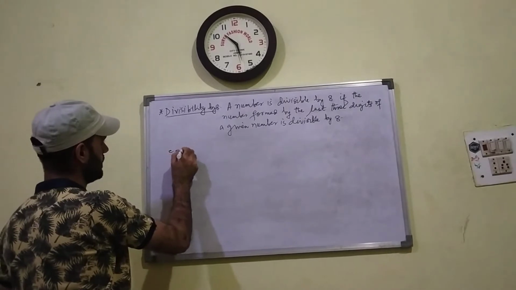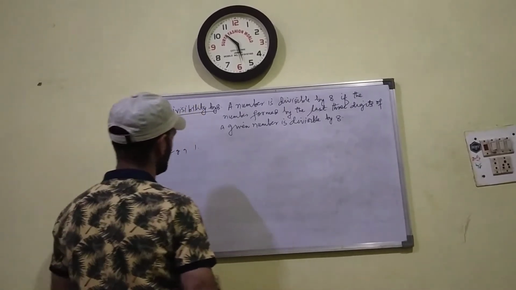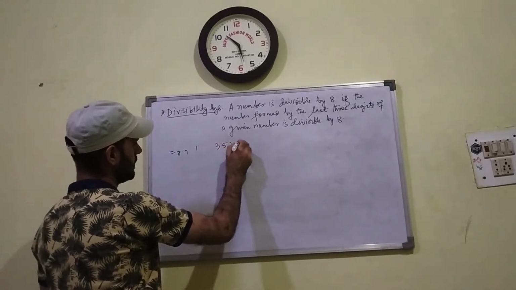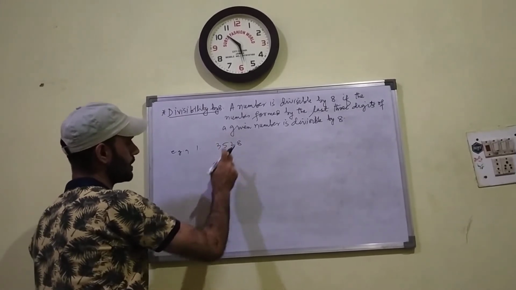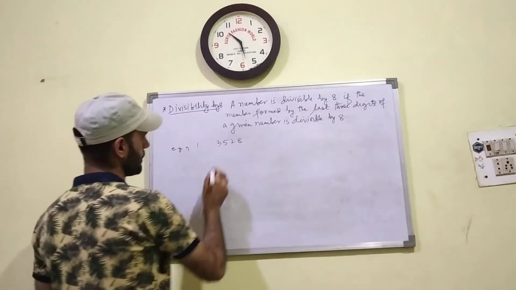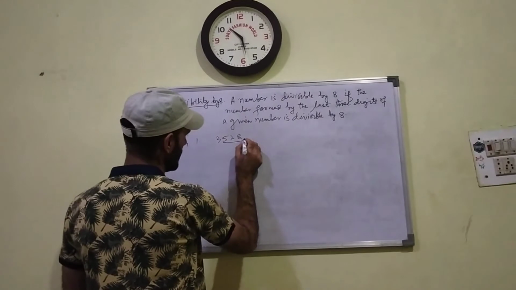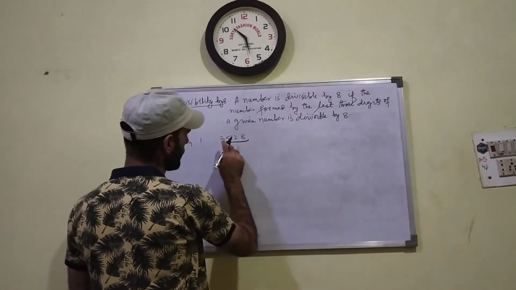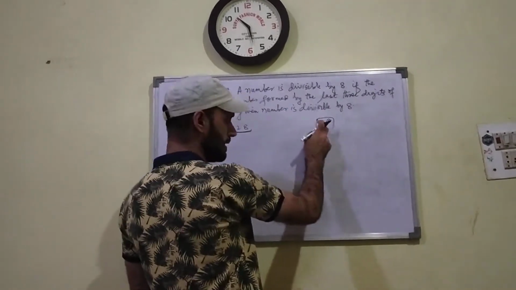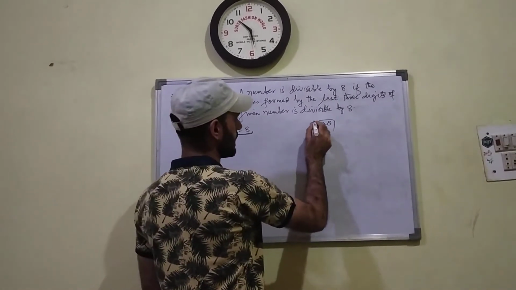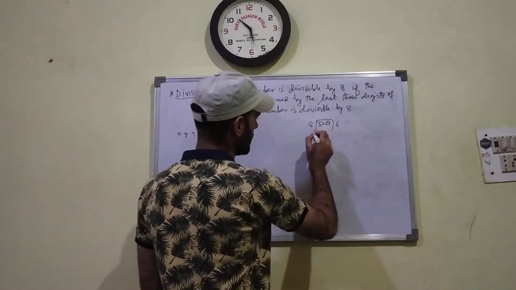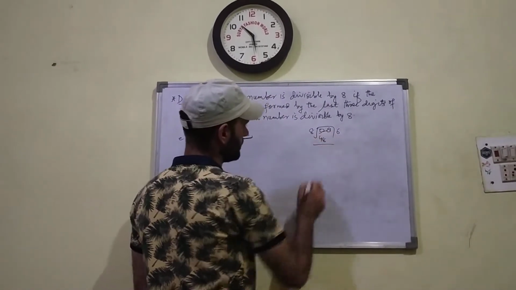For example, you have 3528. We have to check whether it is divisible by 8 or not. We have to check its last three digits. The number formed by the last three digits is 528. Is this divisible by 8? Let's check. 8 5s are 40, 8 6s are 48.